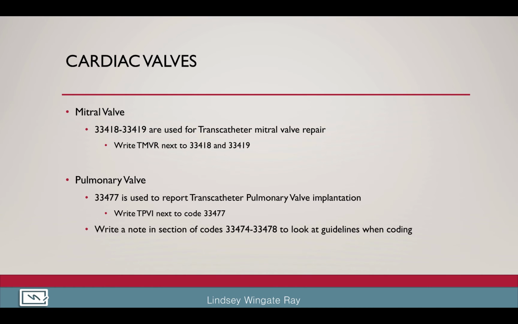Mitral valve section is 33418 through 33419. These are used for transcatheter mitral valve repair. Write TMVR next to 33418 and 33419. Your pulmonary valve section is 33477 and it is used to report a transcatheter pulmonary valve implantation. Write TPVI next to 33477. Write a note in the section of codes that are 33474 through 33478 to look at guidelines when coding these procedures.